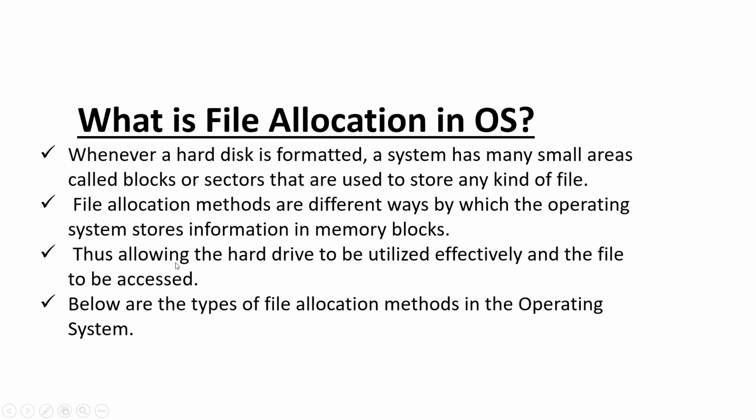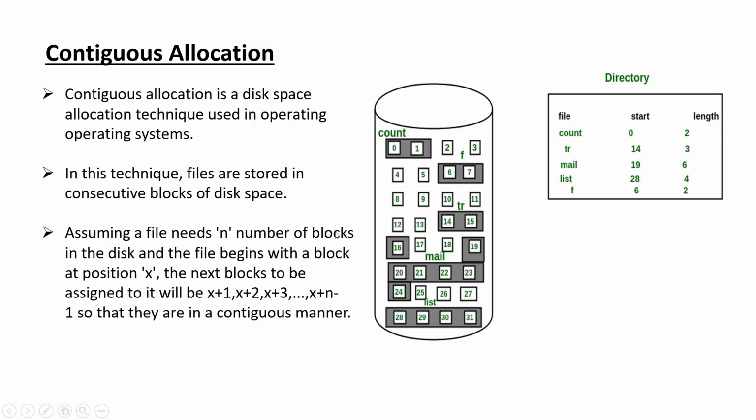Below are the types of file allocation methods in the operating system. So the first one is contiguous allocation. Contiguous allocation is a disk space allocation technique used in operating systems. It is a method of organizing and storing files on a computer's storage device where each file occupies a contiguous block of space on the disk. In other words, the entire file is stored in a single, uninterrupted sequence of disk blocks.